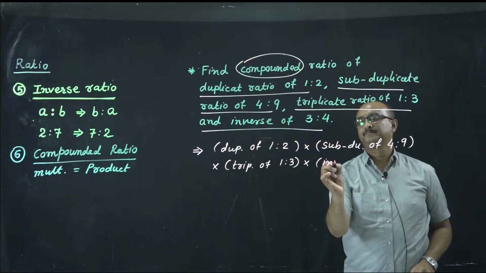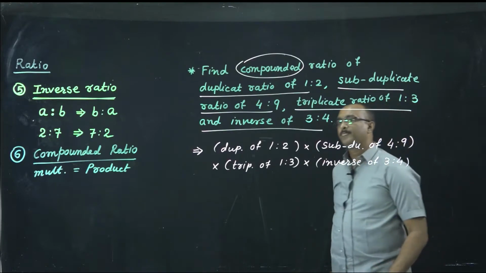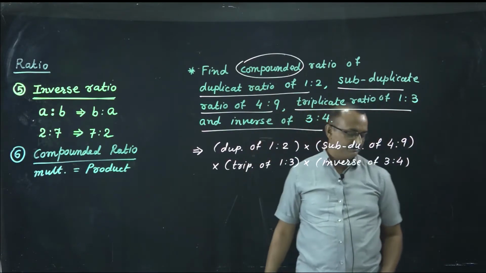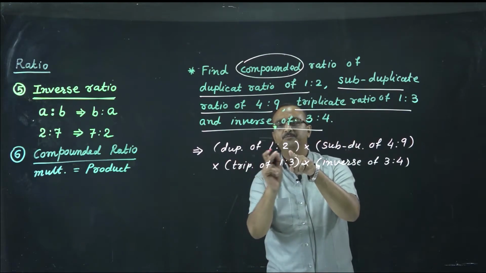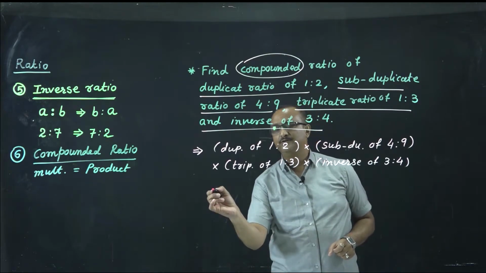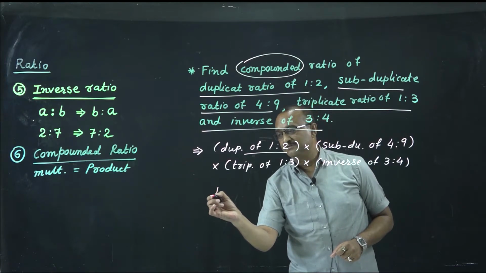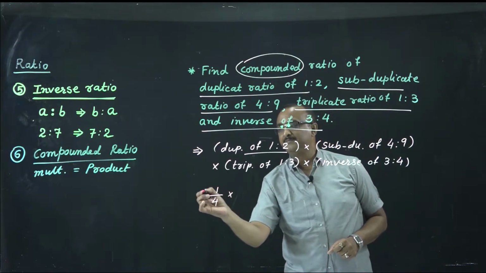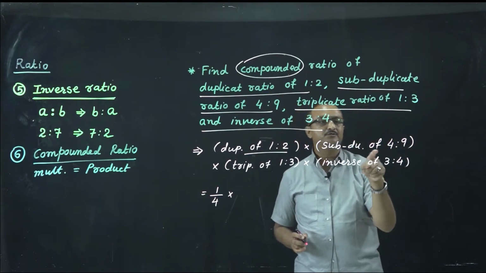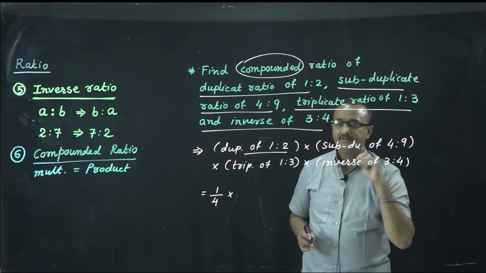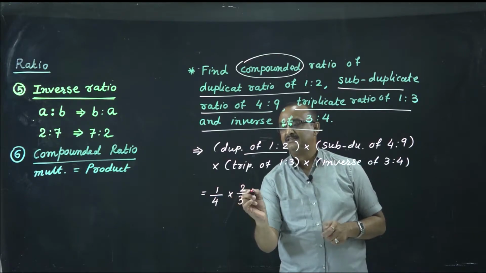Inverse of 3 is to 4. Okay. So, again, compounded ratio is nothing but only multiplication of given terms. So, duplicate ratio of 1 is to 2. Duplicate we know very well, duplicate means square of 1 and 2. It is 1 upon 4, multiplied by subduplicate ratio of 4 is to 9. We know subduplicate means under root. Under root of 4 is 2 and under root of 9 is 3.